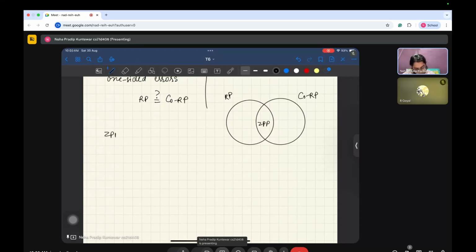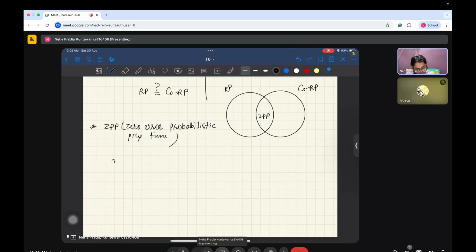So ZPP is the zero error probabilistic polynomial time class. And how did we define that? There are actually two equivalent notions. One is that if x is in the language, M decides x with probability at least half, and otherwise M says don't know.